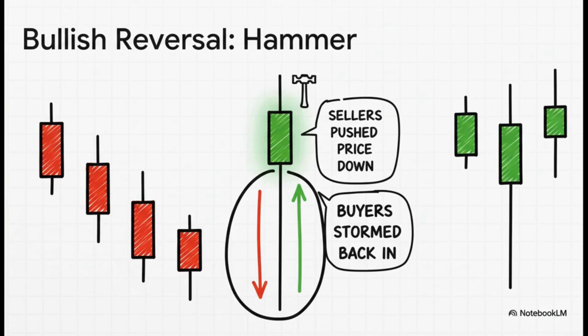Okay, a classic bullish reversal pattern is called the hammer. It's got this short little body at the top and a really long lower wick. You'll find it after a price has been falling. So what's the story here?